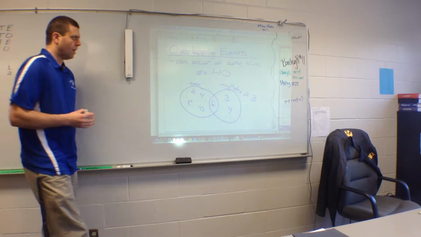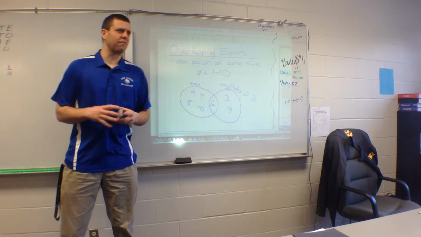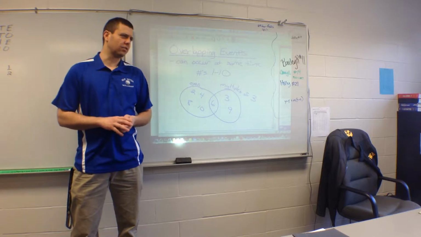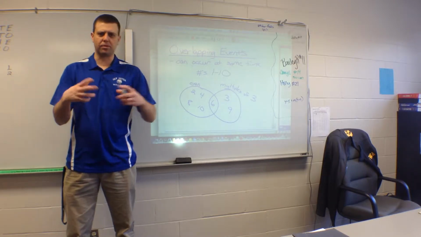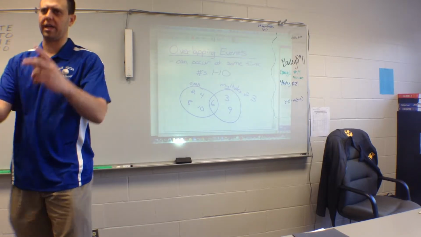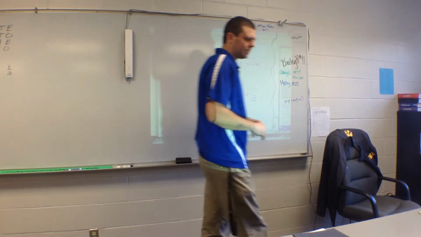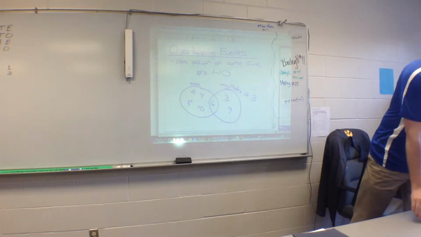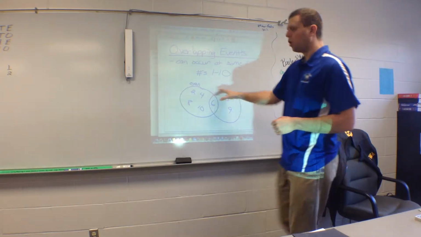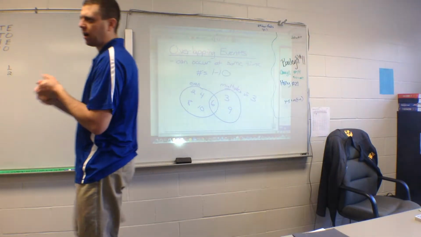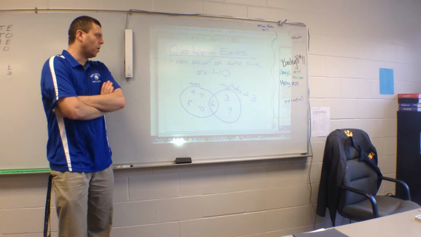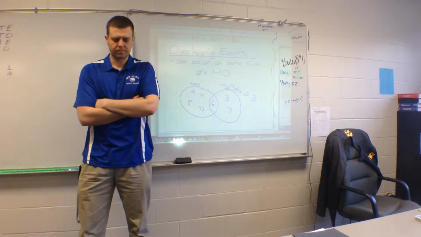The situation here is, let's say I have the numbers 1 through 10 in a hat. I have 10 pieces of paper with the numbers 1 through 10 on them in the hat. And let's say we want to find the probability that you can draw an even number or a multiple of 3.